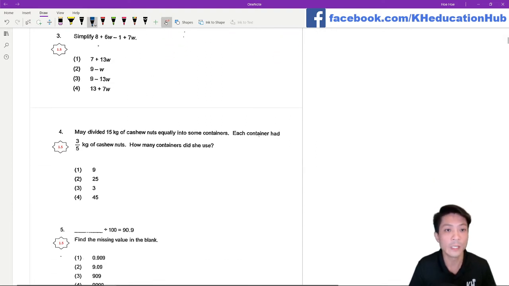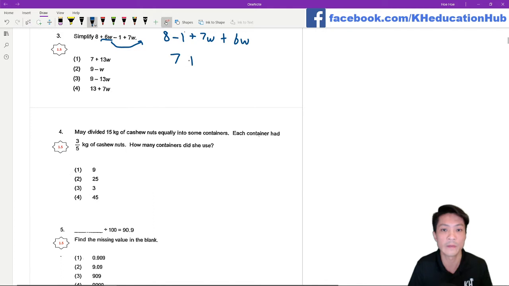Going to question 3, simplify 8 plus 6w minus 1 plus 7w. So what I'm going to do is rearrange it a bit. I'm going to bring the 6w all the way behind. So this expression becomes 8 minus 1 plus 7w plus 6w, which will give me 7. 8 minus 1 is 7, and 7 plus 6 will give me 13w. And the answer will be number 1.